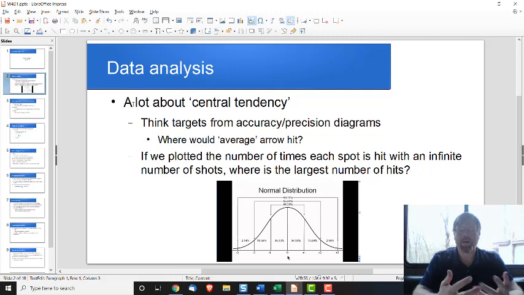So if we plotted the number of times each spot is hit, and we had an infinite number of shots, we'd have a curve kind of like this one, and that central tendency would be the peak of that curve, which for an infinite number of shots would be where the largest number of hits is. We can't take an infinite number of shots, so we come up with some approximations for that.